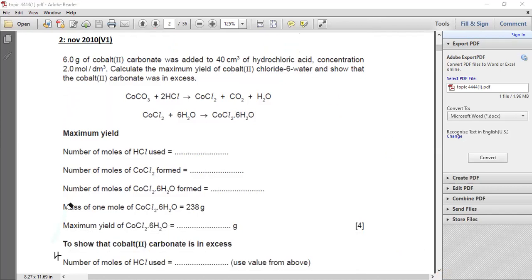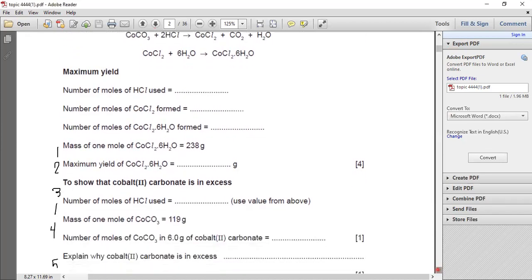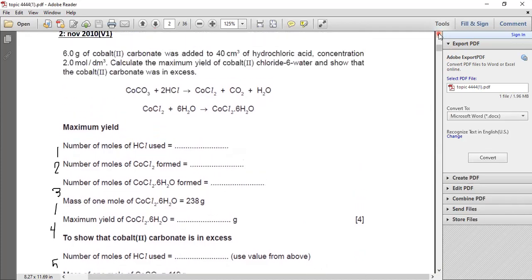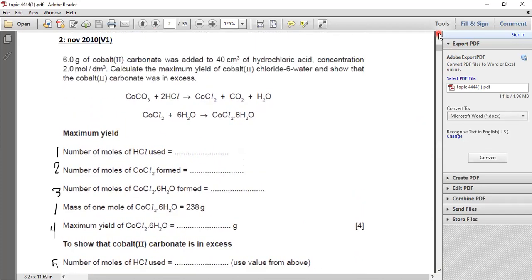Okay, so again, I need 1, 2, 3. This is 4 and this is 5. Come on guys, start to solve this question.